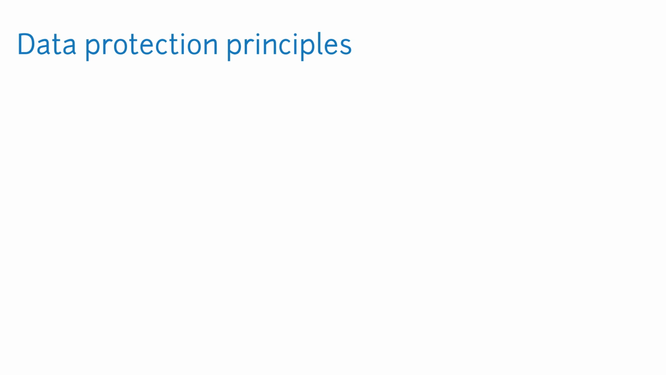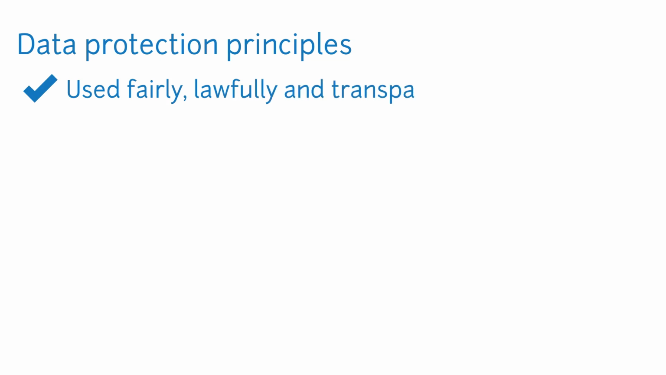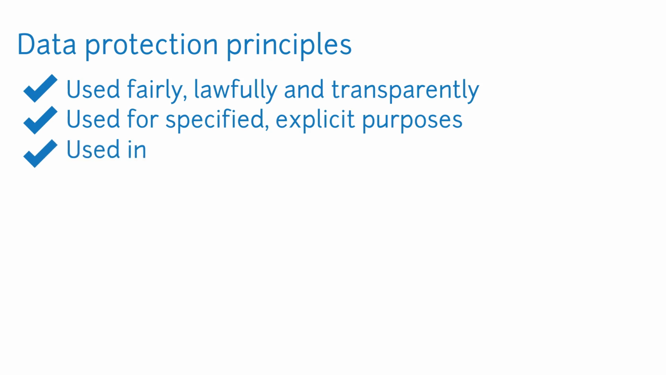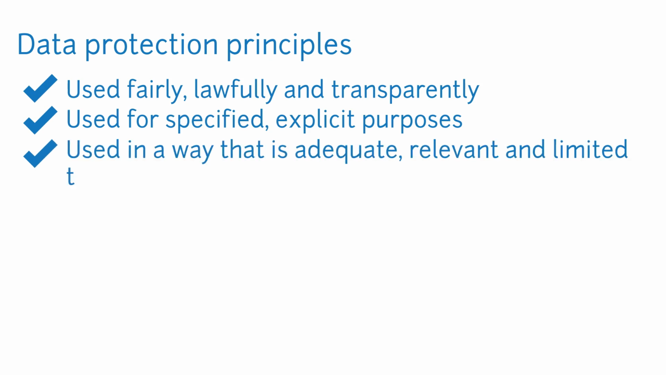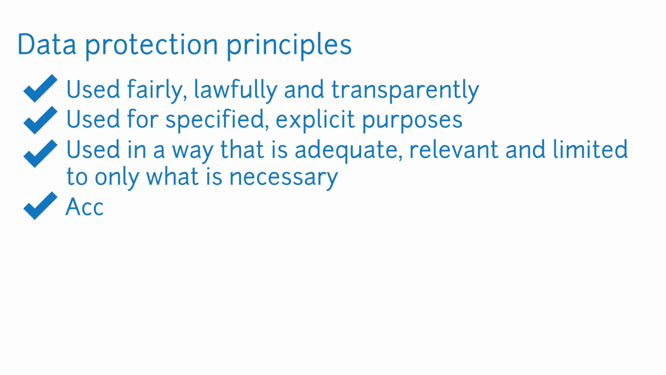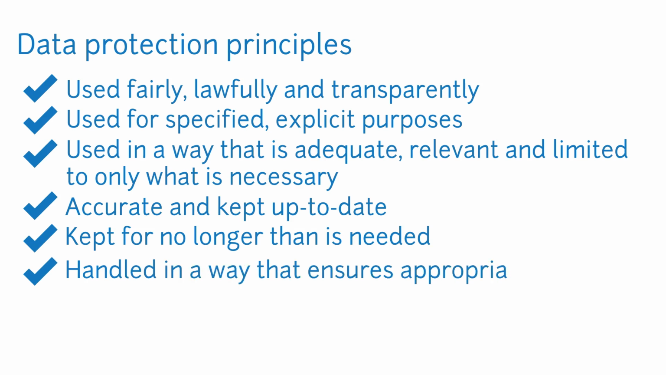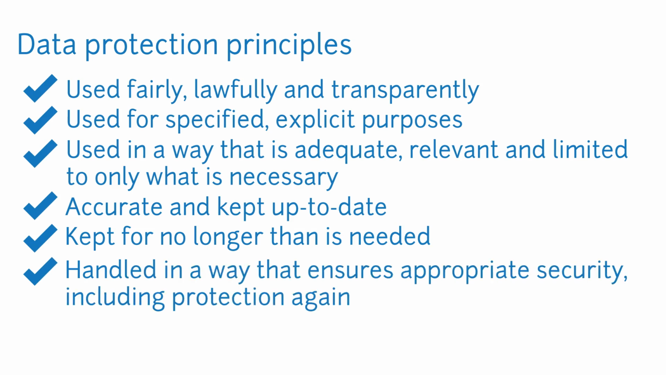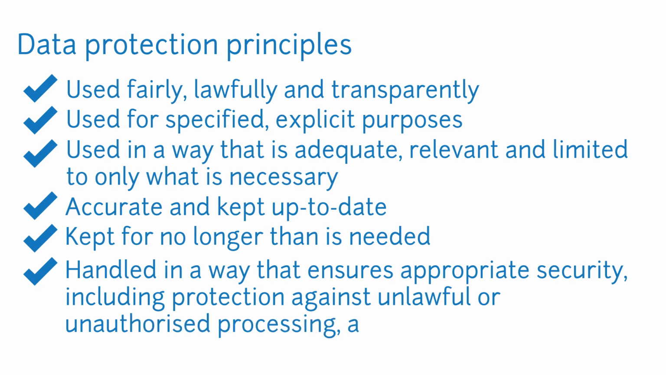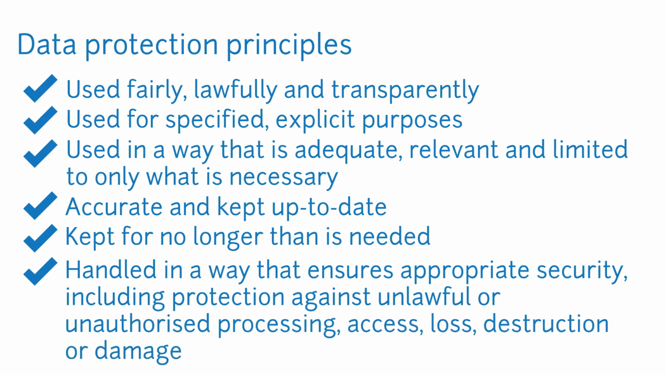Everyone responsible for using personal data must follow strict rules called data protection principles. They must make sure the information is used fairly, lawfully and transparently, used for specified explicit purposes, used in a way that is adequate, relevant and limited to only what is necessary, accurate and kept up to date, kept for no longer than is needed, handled in a way that ensures appropriate security, including protection against unlawful or unauthorized processing, access, loss, destruction or damage.